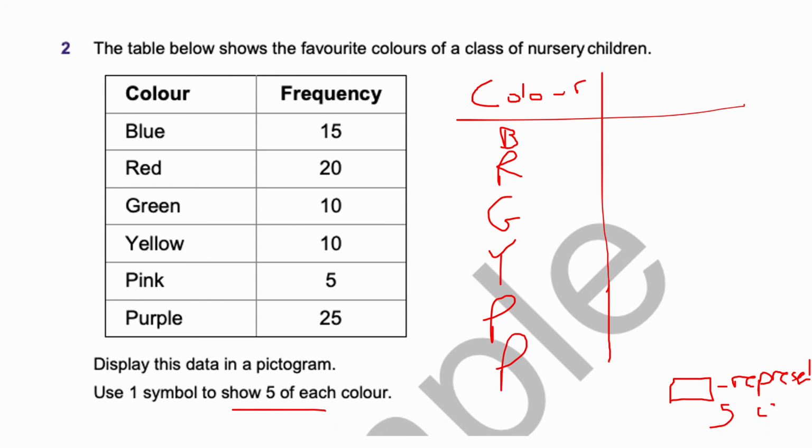Okay, this one's a bit easier because each number is divisible by 5 and gives us a whole number answer. Okay, this is going to be our frequency. Okay, blue has 15. 15 divided by 5 is 3. So it's going to be 3 rectangles. Okay, next one's going to have 4 rectangles. 20 divided by 5 is 4.